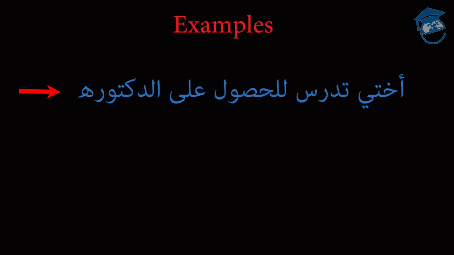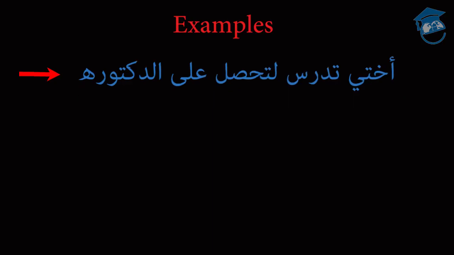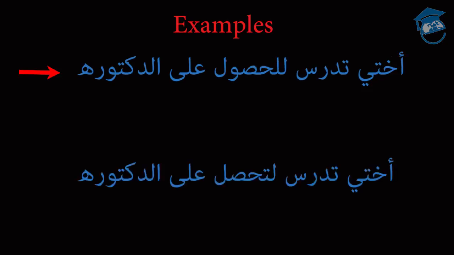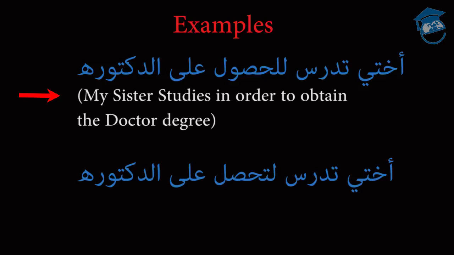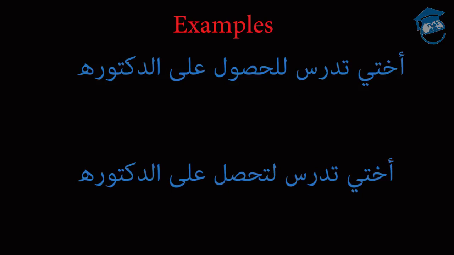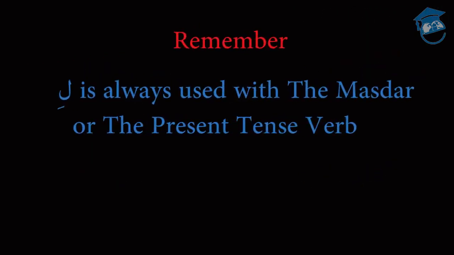Let's look at the third set of examples. أختي تدرس للحصول على الدكتوراه. أختي تدرس لتحصل على الدكتوراه. In the first example, you're using al-hasul ala, the masdar. My sister studies in order to obtain the doctorate degree. In the second example, you're using the present tense verb, tasilu, instead of al-hasul ala, to give the same meaning. So remember that li is always used with the masdar or the present tense verb.